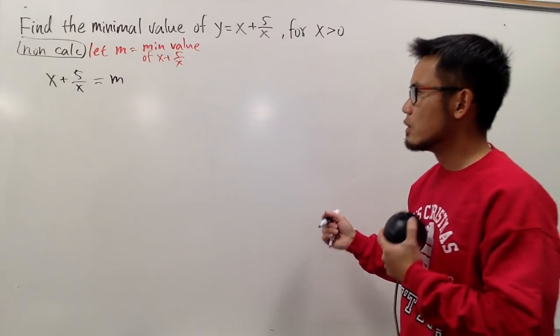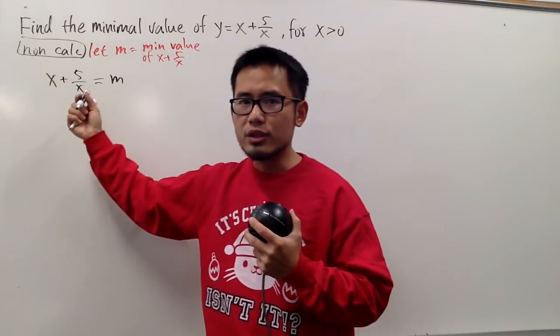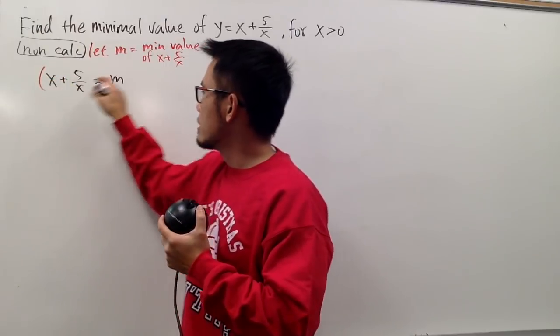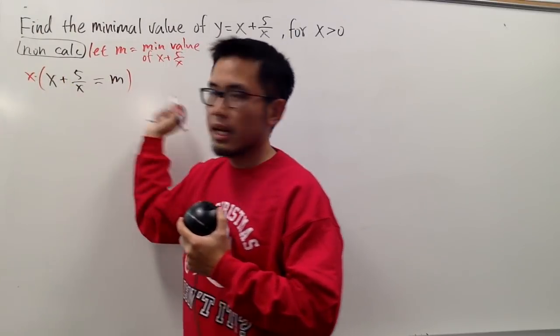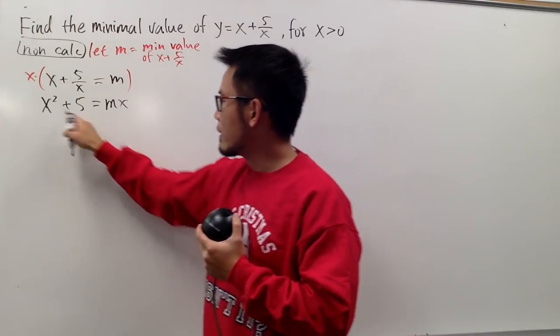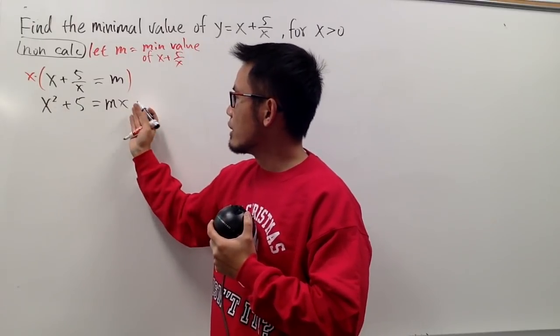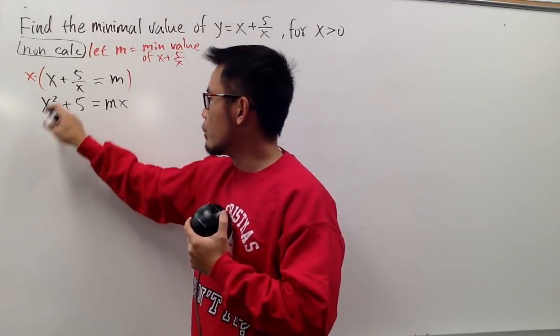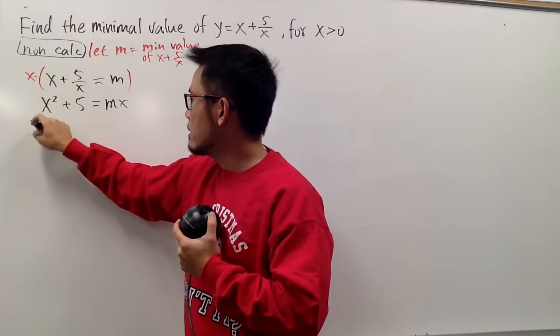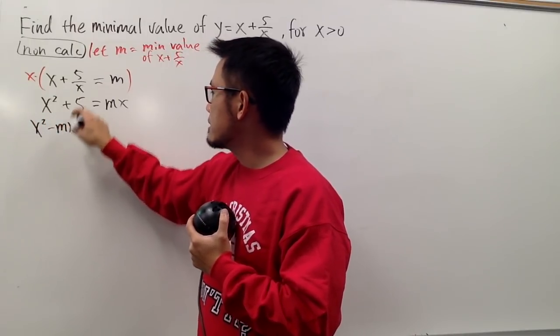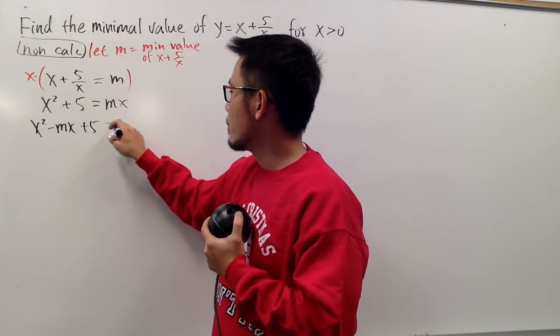And now what? This is an equation with fractions, right? So why don't we just do the typical things? Let's multiply everything by x. And now, we have a quadratic equation here, right? So let's move the mx to the other side. So we will have x squared minus mx plus 5 equal to 0.